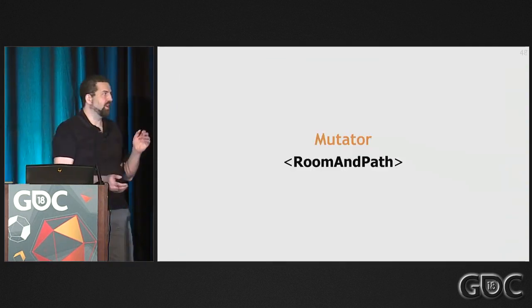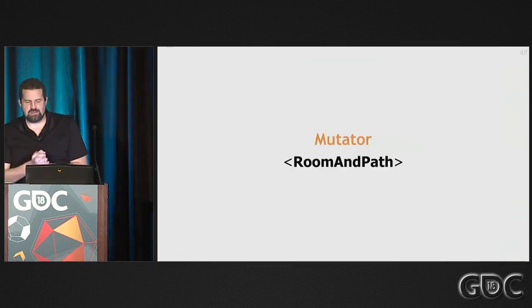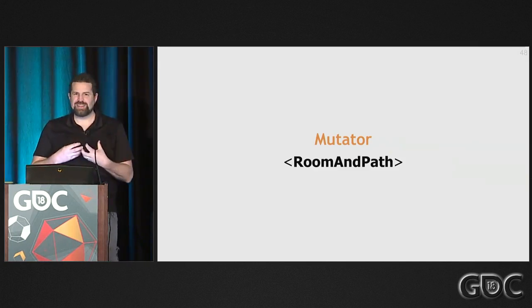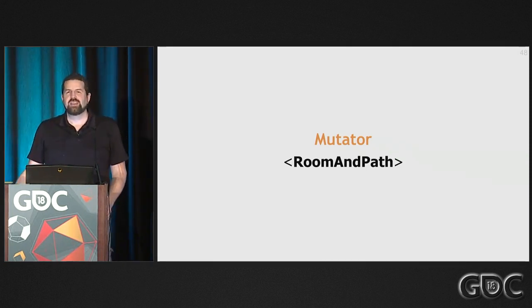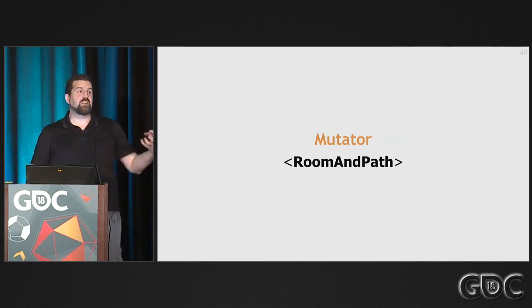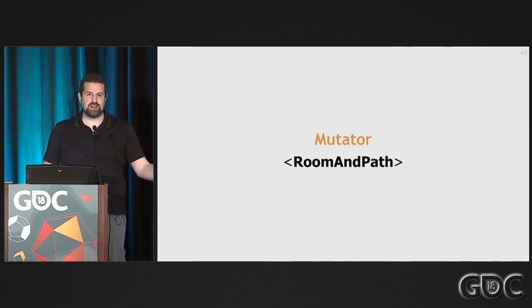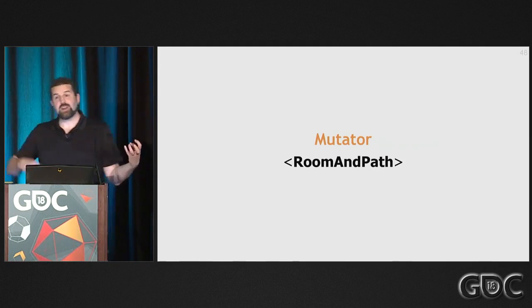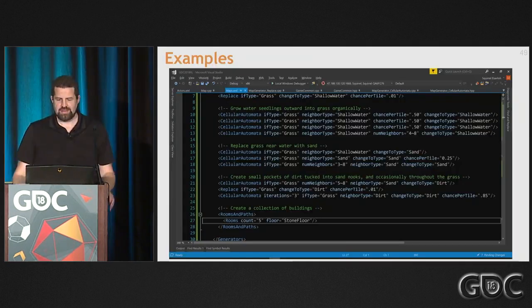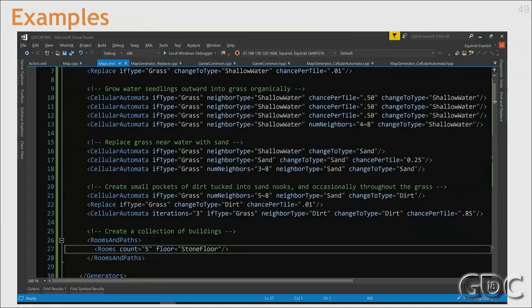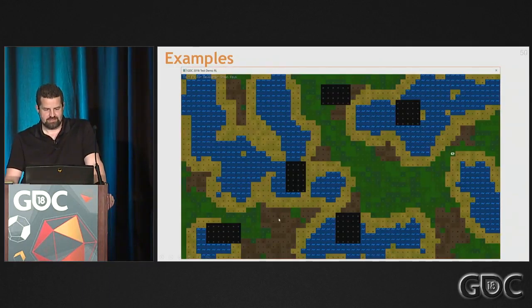All right, let's add another mutator. This is a more deliberate, handcrafted algorithm piece. And what's beautiful about these mutation steps is you can have super generic stuff like cellular automata mixed with very specific things like evil temple generator, right? An evil temple generator can run before and after the cellular automata or vice versa, right? So room and path. Basic idea, let's start with, is I say rooms, there are 5 of them, and they are made out of stone floor. There you go.